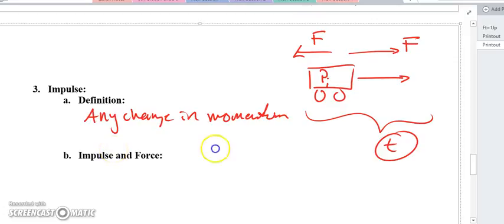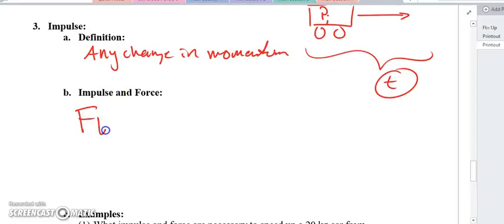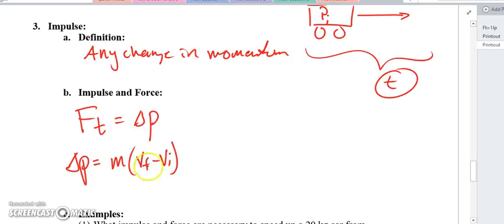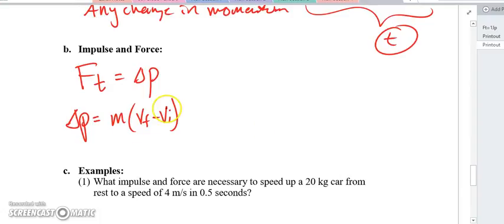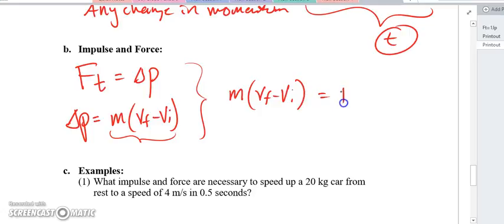So impulse and force gives us this equation here, F times T is equal to delta P. And then I also know that change in P is equal to m(VF minus VI). And that just means here that if I'm applying a force over a certain period of time, then I'm going to experience a change in momentum here. So I can combine these two equations to give me m(VF minus VI) equals F times T. And so this describes what's happening when I apply a force. Think of like a rocket. A rocket basically applies a force over some time, and it causes the velocity of the rocket to change.